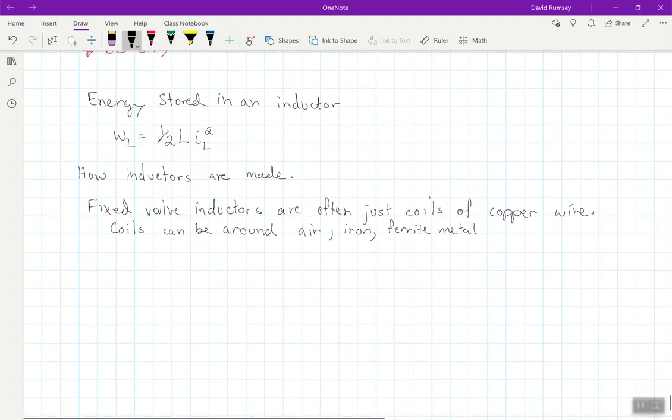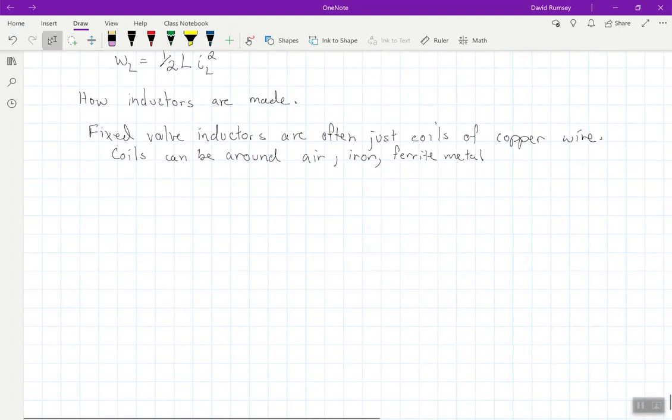All right, so that's how they're made, but let's talk about some uses for inductors.